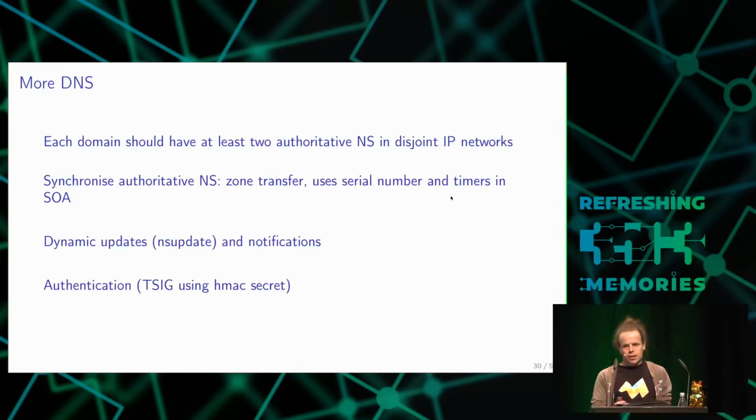Sometimes if you want to do updates, you don't want to allow it to everybody, and only filtering by IP addresses might be a bit weak. So there's an authentication mechanism called TSIG, which usually uses HMAC secrets, so shared secrets, which you need to pre-share across the different servers. But you can also use some Diffie-Hellman key exchange in that layer.